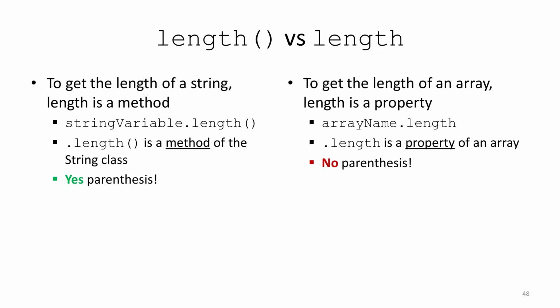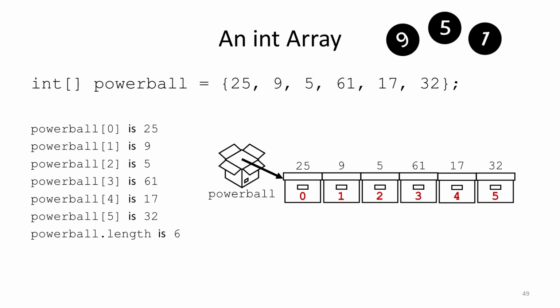When working with strings, length is a method of the string class, and just with any method, you always have parentheses after the method name. But properties are not the same thing as a method. In this case, there are no parentheses when you deal with properties. It is just the property name. So to get the length of an array, length is a property. You just say array name dot length, and that's it. No parentheses.